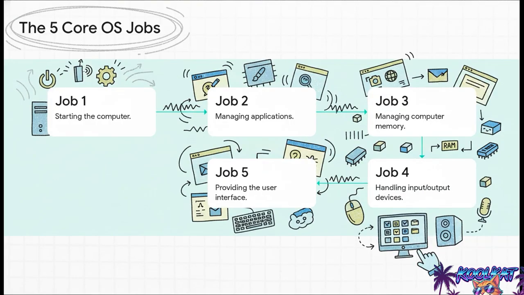So what exactly is that core job? Well, it breaks down into these 5 massive tasks that it's doing constantly. The OS is what starts up your computer. It's the juggler that manages all your open applications. It's the traffic cop for your computer's memory, making sure data doesn't crash. It handles every single message from your keyboard, your mouse, your printer. And on top of all that, it gives you the desktop, the whole visual world you interact with. It's doing all of this all the time without you ever seeing.